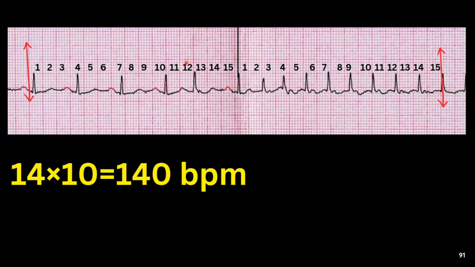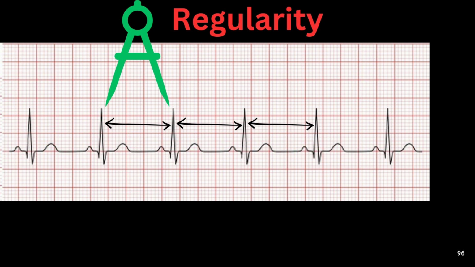Now, how do we determine regularity in an ECG? Regularity is basically the distance between the QRS complexes. If the distance between the QRS complexes is constant, that is a regular ECG, which is normal. If the distance between the QRS complexes is changing, whether it is increasing or decreasing, that is an irregular ECG and that shows abnormality. So you can use calipers or you can even simply use a ruler.